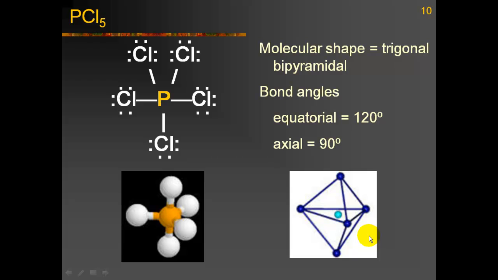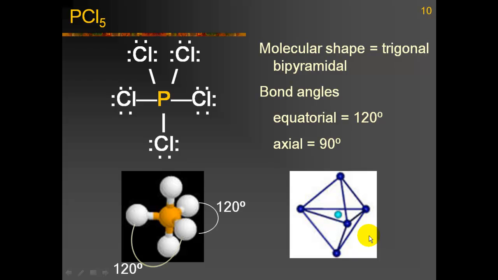Here we have PCl5. Phosphorus, because it is in the 3rd p orbital, can use some of the 3d orbital to create some bonds, so it can have more than just 4 bonds to it. This molecular shape is the trigonal bipyramidal. It has 2 sets of bond angles. It has equatorial, which is 120 degrees, and it has the axial, which is 90 degrees.